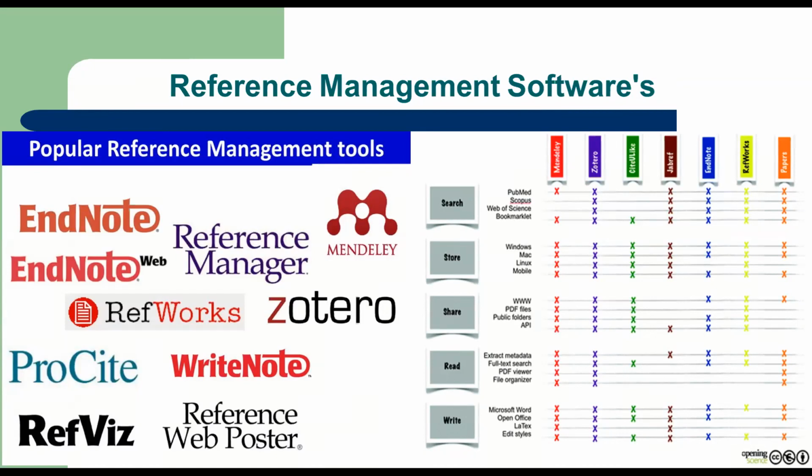So looking at this, you can select depending upon your objective. If you want to search, you have to look at some other reference management software. If you want to write, you will look for the software that offers good writing. So you have to choose accordingly, depending upon your objective.